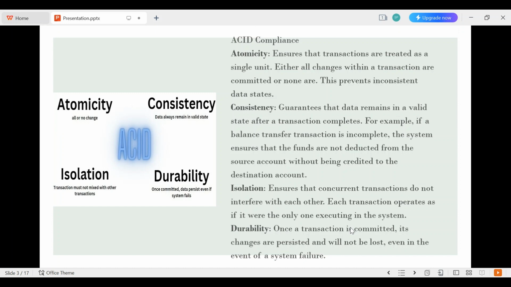This prevents an inconsistent data state. Whatever transaction we are doing, it has to be committed or it has to be rolled back. So there is no intermediate transaction failure. It is not possible or it will not be supported.